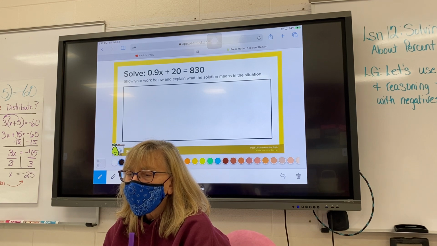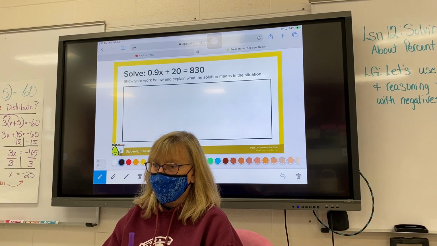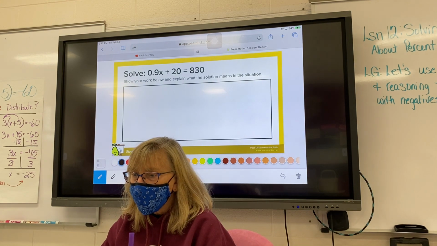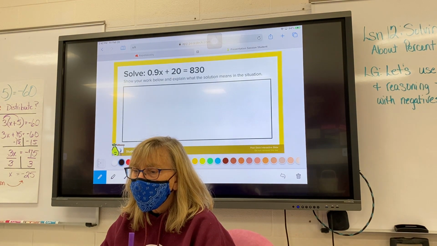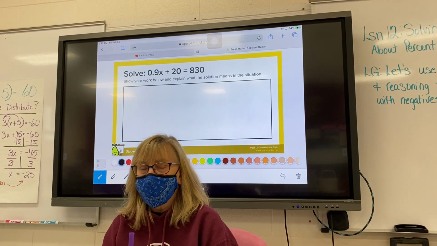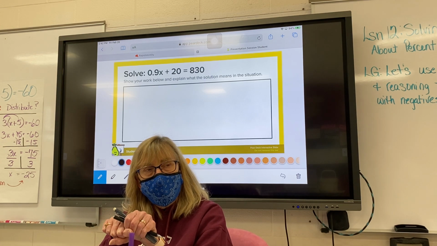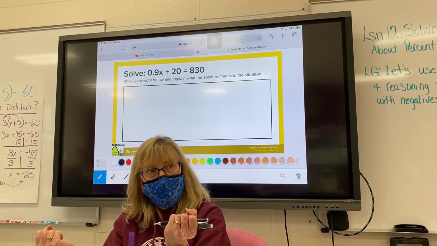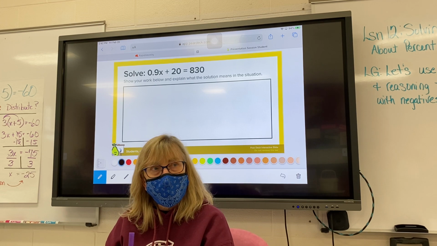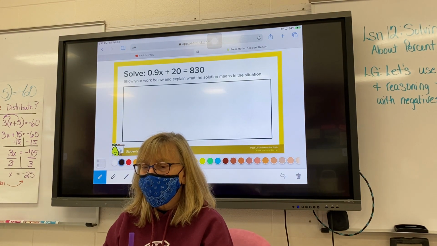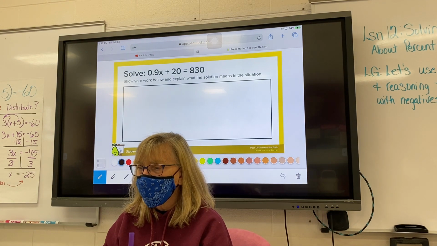Jeremiah, try it without the tape diagram. Try it with the numbers. I could do the first step, but I'm stuck on the last step. Let me find you again. Okay, so what's attached to the x? 0.9. How are they connected to each other? Multiplication. How do I undo it? Division. So I'm going to divide both sides by 0.9. Don't let it freak you out because it's not a whole number.